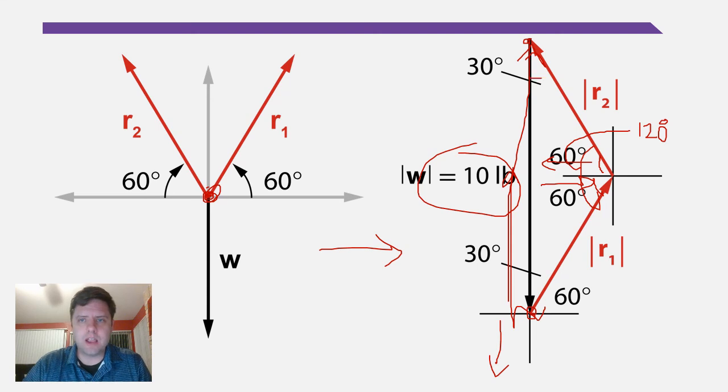And then since we know a triangle has 180 degrees total, and that this is an isosceles triangle, each of these must be 30 degrees. 30 plus 30 is 60. 60 plus 120 is 180.